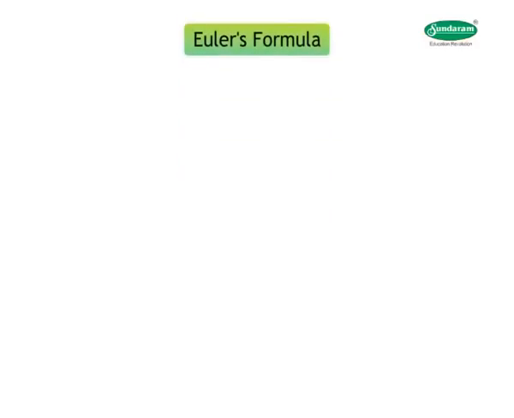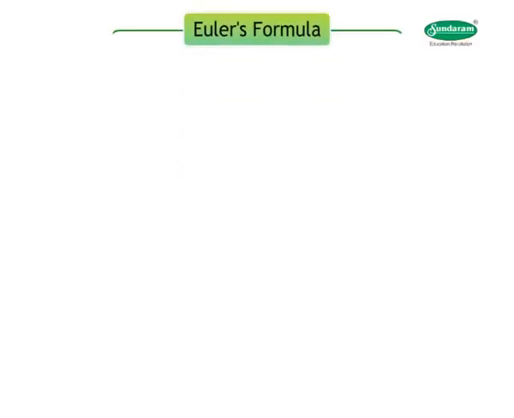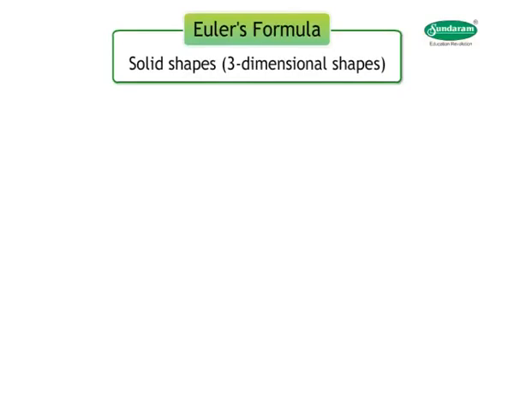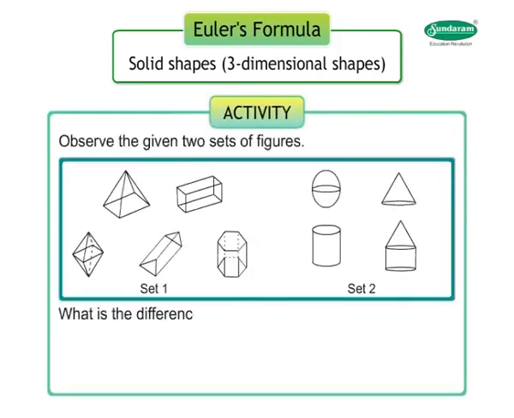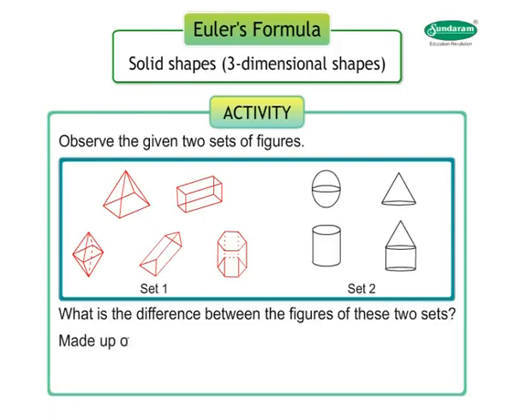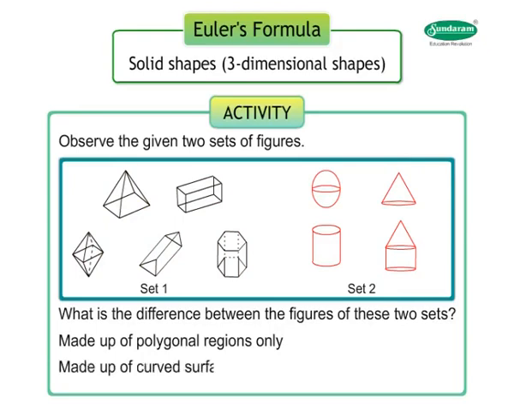Euler's formula. Let us study more about solid shapes, three-dimensional shapes. Activity. Observe the given two sets of figures. What is the difference between the figures of these two sets? Figures of set 1 are made up of polygonal regions only, and figures of set 2 are made up of curved surfaces and polygonal faces.